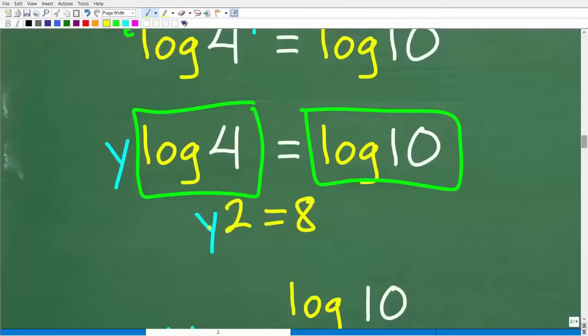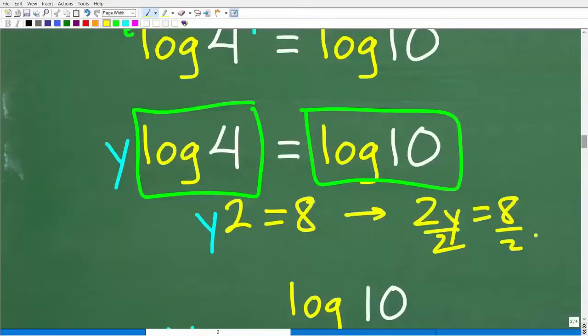So if I had this equation, y times 2 is equal to 8, well, really we would write it this way, right? 2y is equal to 8. So to solve for y, all I have to do is divide both sides of the equation by 2. So that's what we can do here.